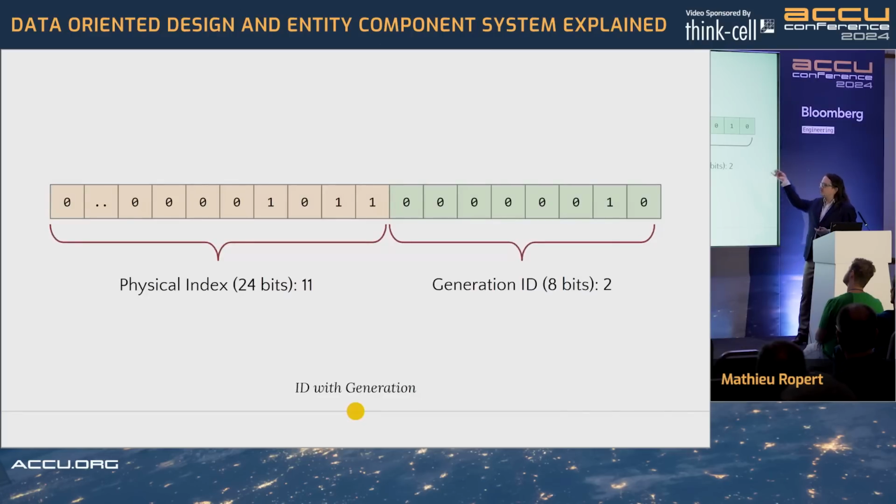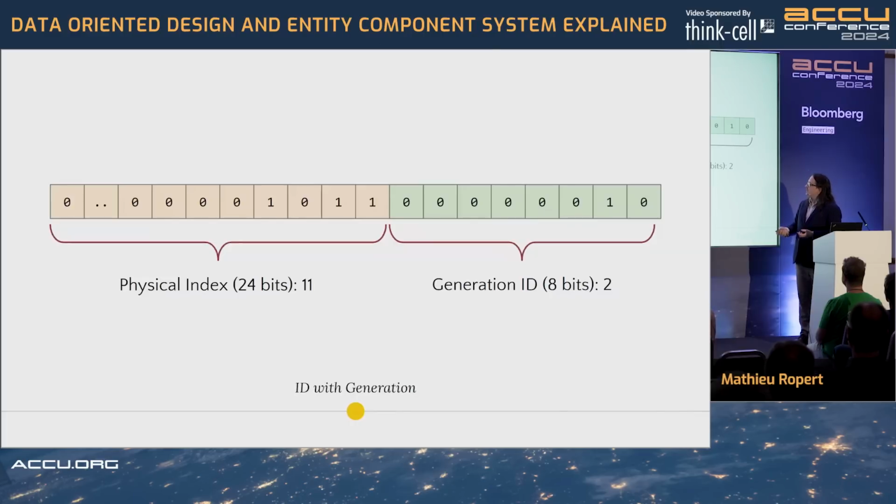You might want to increase that to a 64-bit index, for example, and then you usually don't have problems. You can shift how much A and B take. The concept is, if someone asks me to fetch entity 11.2, you can read it that way: physical index 11, generation ID 2. And I say lookup component something for 11.2.